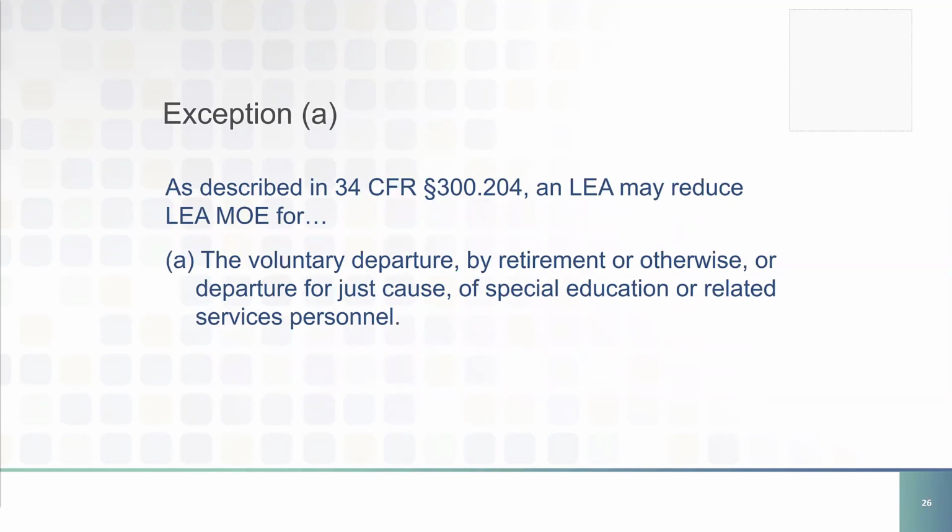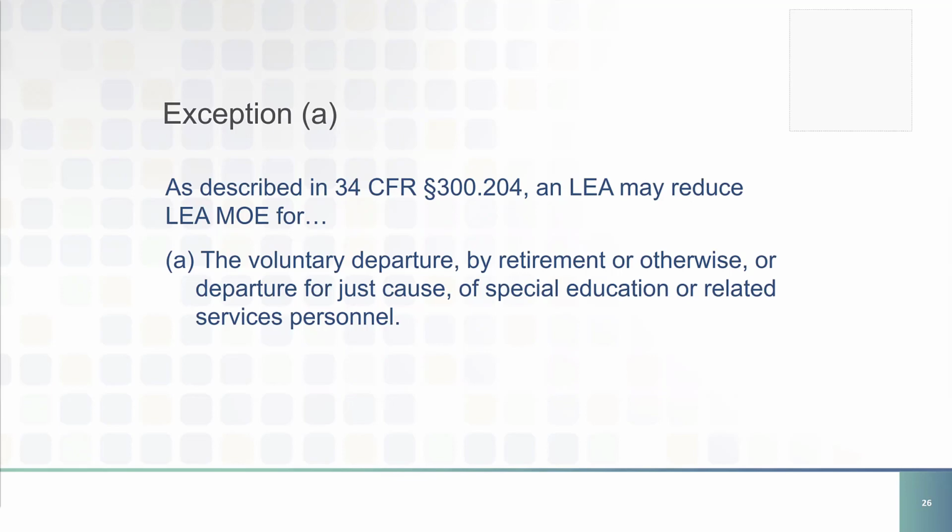So exception A. This is when special education or related services staff leave the LEA. It's important to note that it must be voluntary. Someone, say, retires or resigns, or is terminated for just cause, such as misconduct. It does not refer to a reduction in workforce through layoffs or downsizing. In its letter to Lovato, OSEP determined that the voluntary termination of a services contract also falls under this provision.